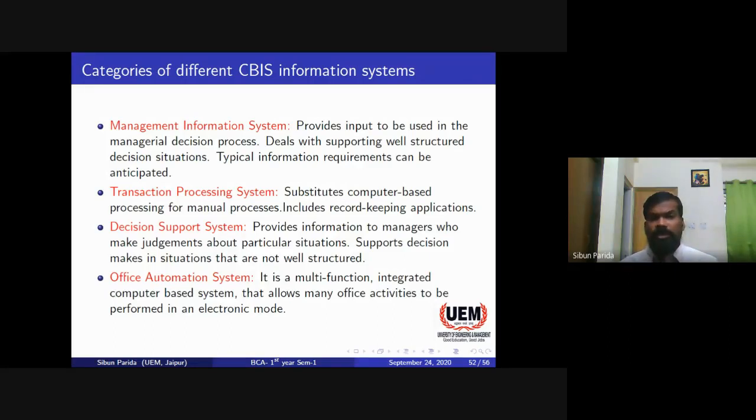Office automation system, we just covered. It is a multifunction integrated computer-based system that allows many office activities to be performed in an electronic mode. Multifunction means it can be multiple things. For example, someone is making a transition from one hierarchy level to another, to the HR level, HR level to the accounts department, accounts department to the salary releasing department. So these are all office automation systems.